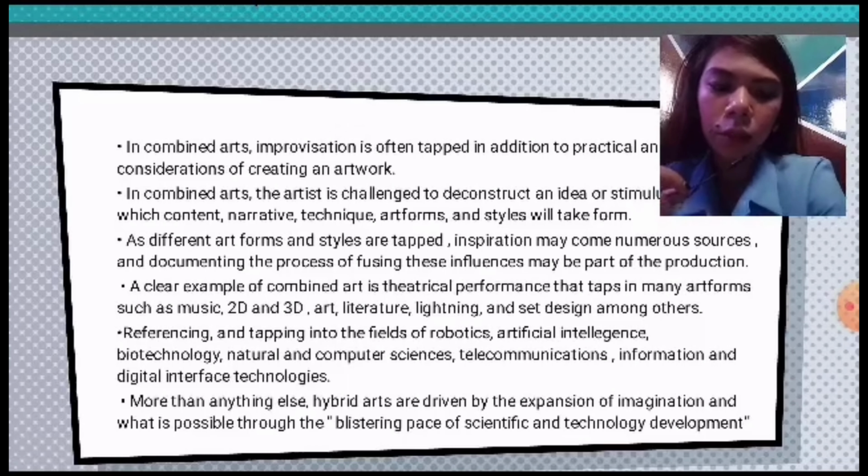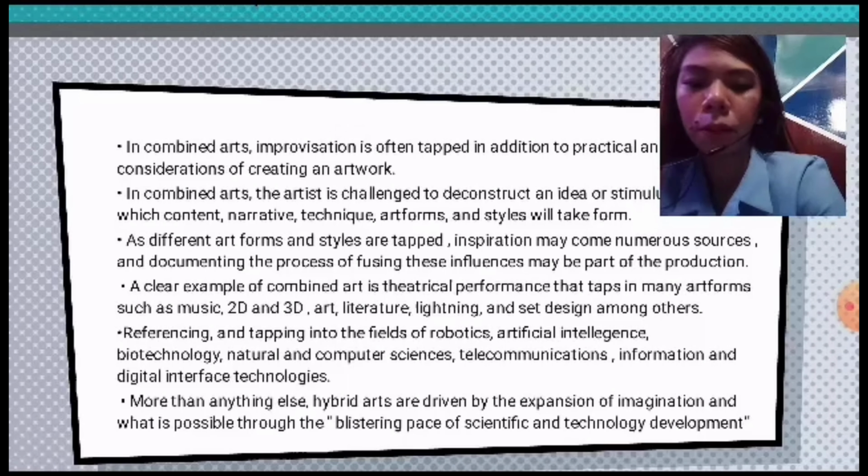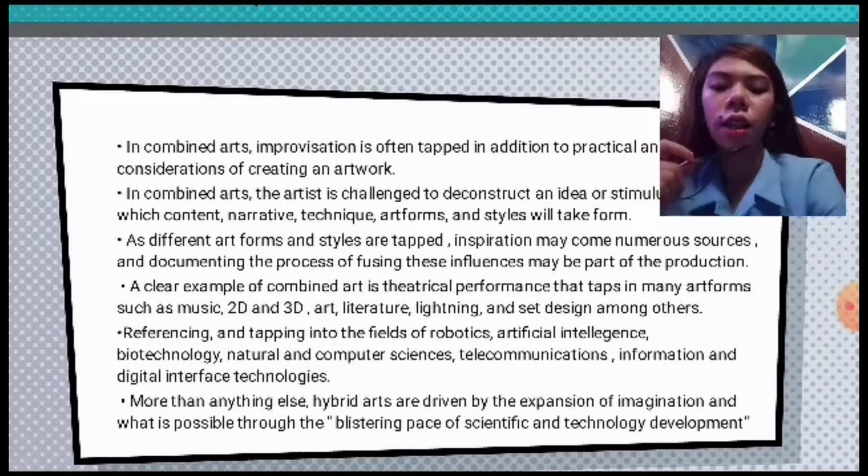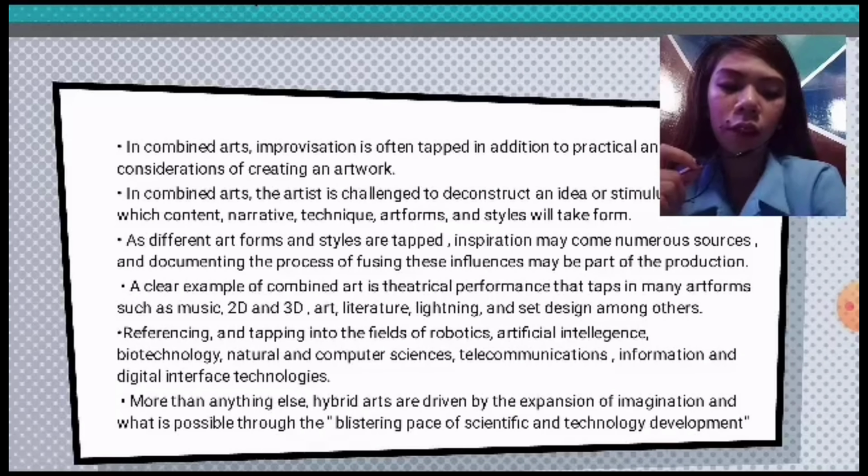A clear example of combined arts is theatrical performance that taps into many art forms, such as music, 2D and 3D art, literature, lighting, and set design, among others. Hybrid arts reference the tapping in the fields of robotics, artificial intelligence, biotech, natural and computer sciences, telecommunication, information, and digital interface technologies. More than anything else, hybrid arts are driven by the expansion of imagination and what is possible.